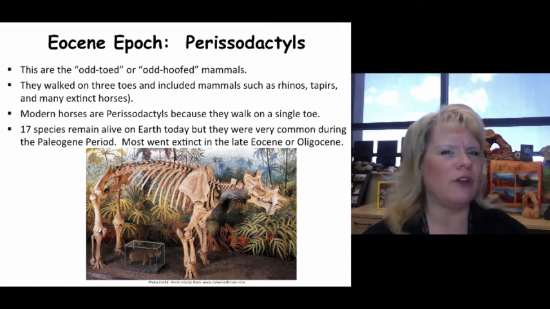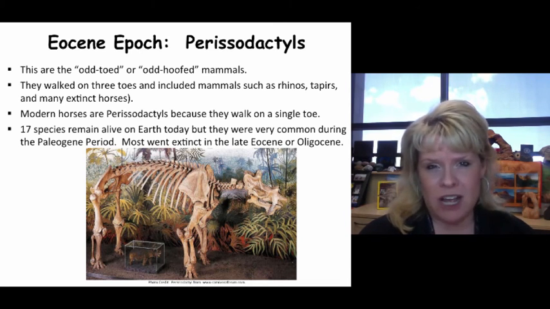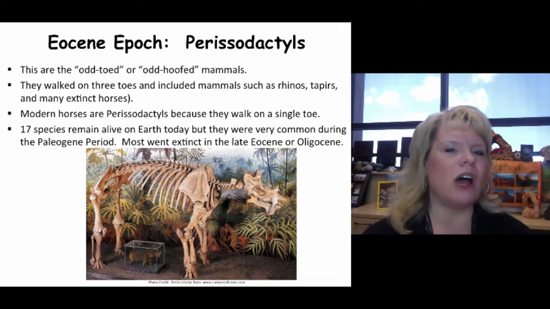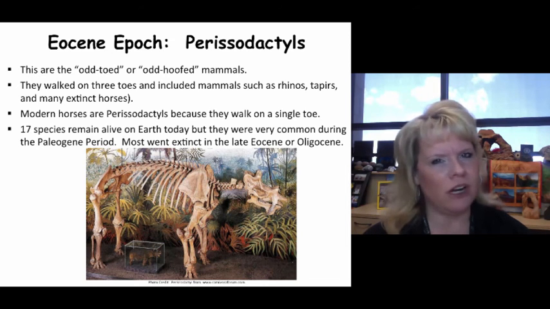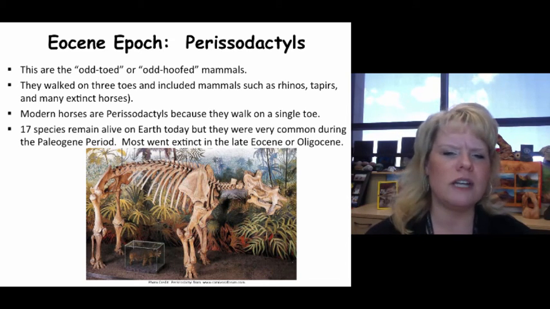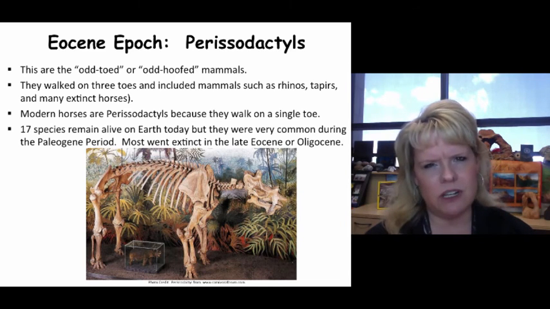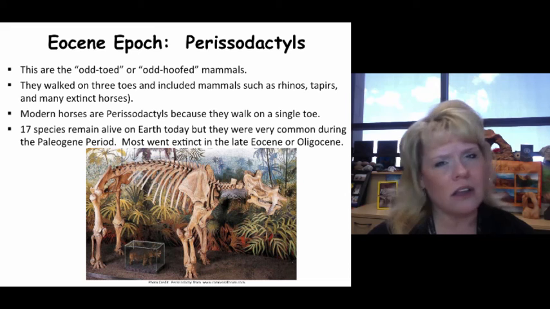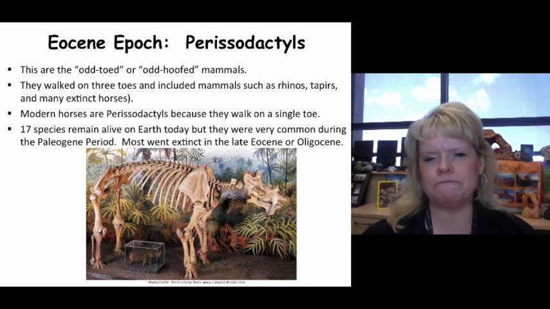And nevertheless, these were very common back in the Paleogene period and much less common today. As a matter of fact, we only have 17 living species in the current time. So they went from being the dominant to the least dominant. Totally different with the Artiodactyl. They were much less common in the Paleogene period and became much more common in current time. So a lot of these Perissodactyls went extinct at the end of the Eocene or Oligocene, and they are some very famous guys along the way.